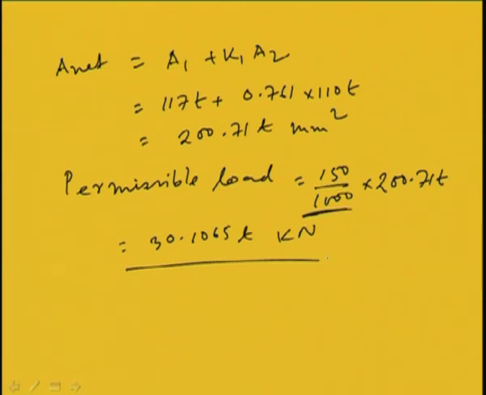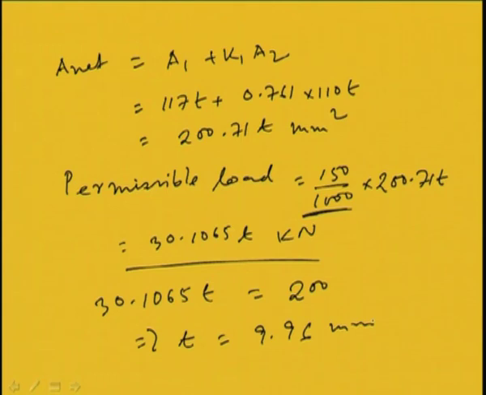Now, 200 kilonewton load has to be carried. So, permissible load has to be maximum 200, means 200 load has to be carried. So, we can make 30.1065 t equal to 200, right. From this I can find out t as 9.96 millimeter. That means we can use 10 millimeter. So, hence we can use 10 millimeter thickness.